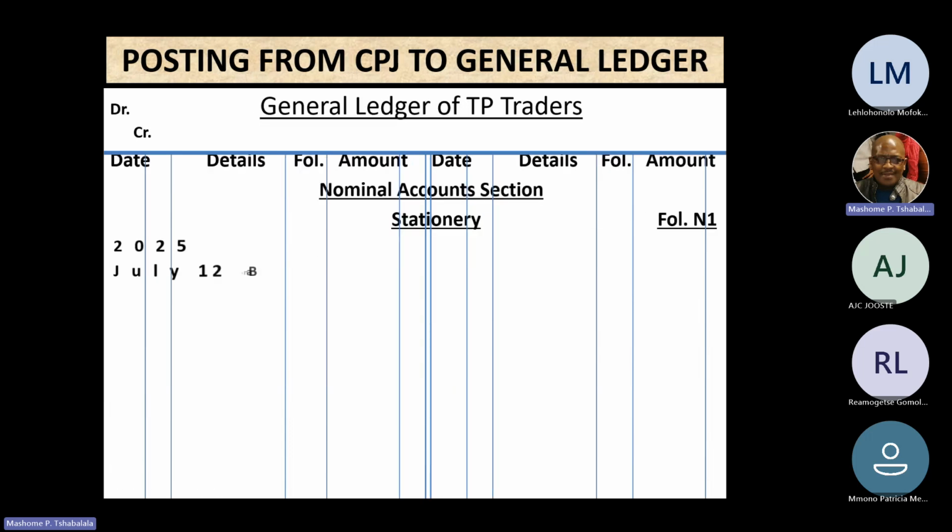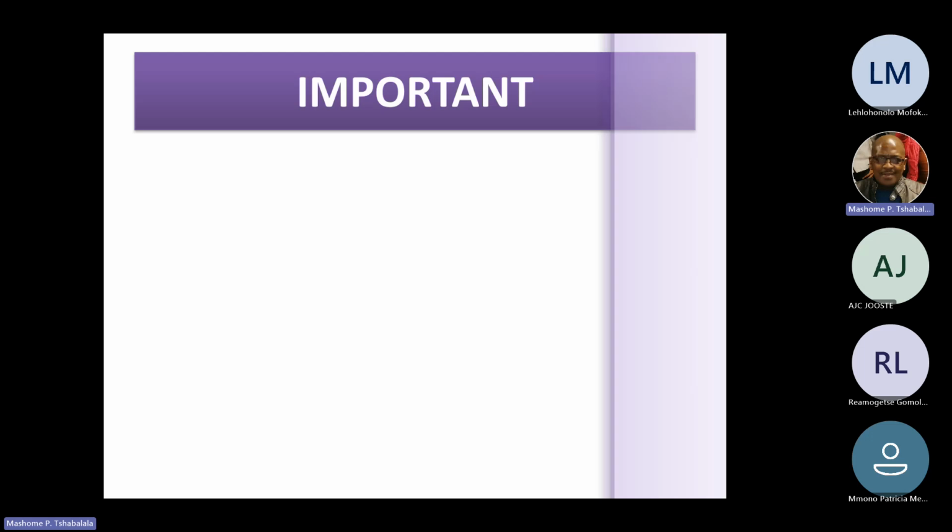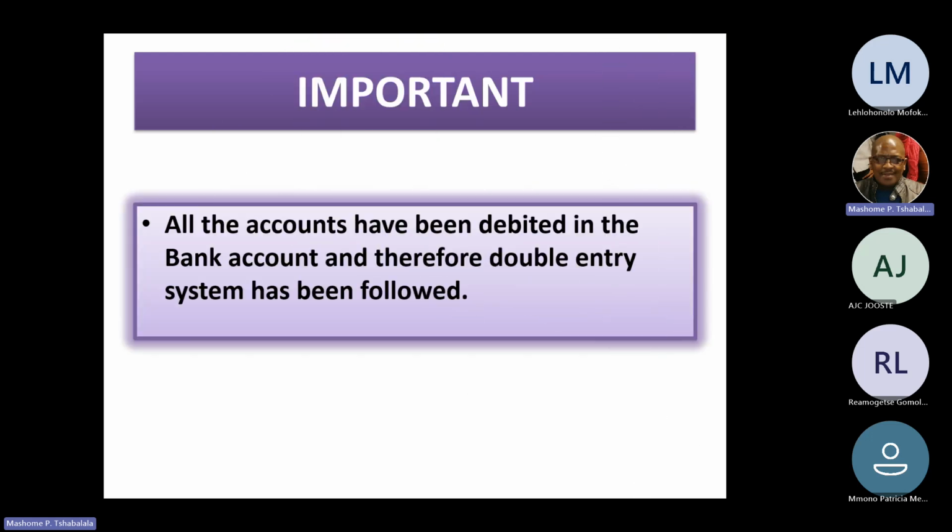It is important to understand the double entry principles: all the expenses must be debited, all the incomes must be credited. Then for the assets, it will depend on whether we have purchased the assets or we have paid the money using the bank account. But the most important thing, learners, that you need to remember is that the bank account includes all the amounts that were paid by the business. We are saying here, all the accounts have been debited except the bank account. Then the bank account is credited. It means we have followed the double entry principle.